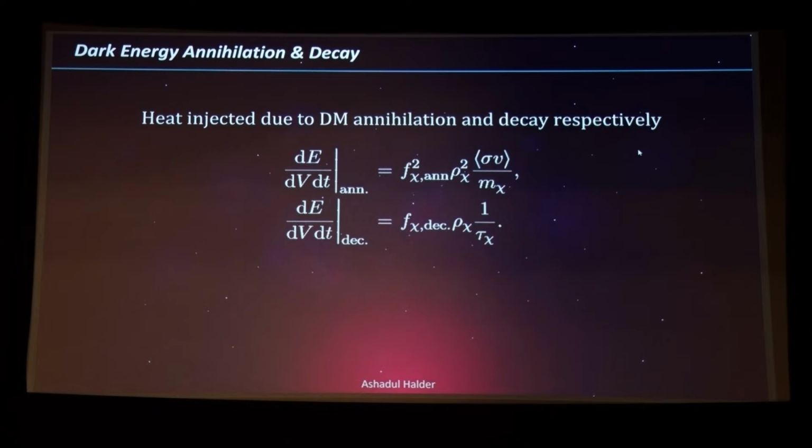Besides this viscous flow of dark matter, we also incorporate the heating effect in the form of dark matter annihilation and decay. The rate of energy injected in the IGM is given by these two expressions, first one for dark matter annihilation and second one for dark matter decay. Here rho chi is the dark matter density, m chi is the mass, sigma v is the velocity averaged annihilation cross section for dark matter, and t chi is the dark matter decay lifetime.